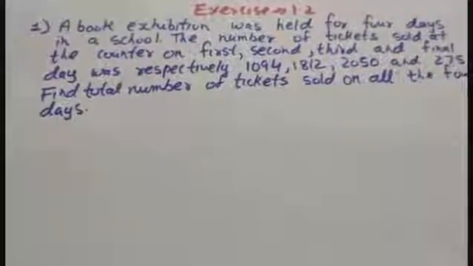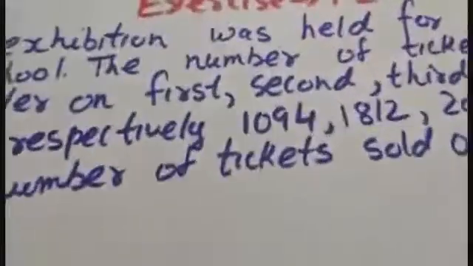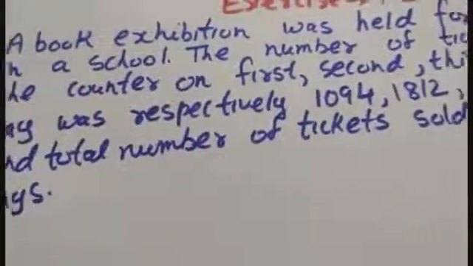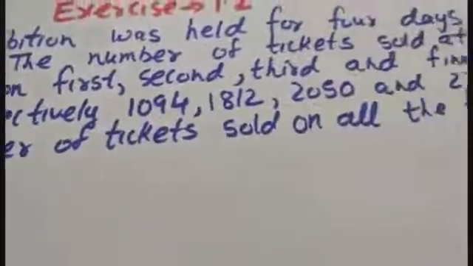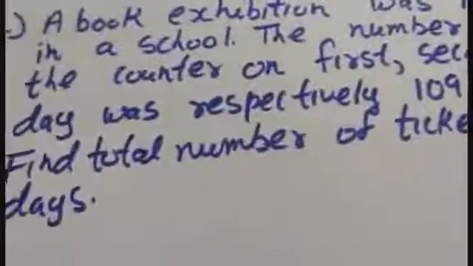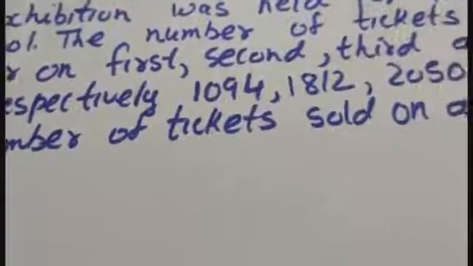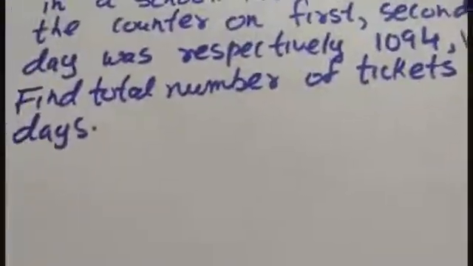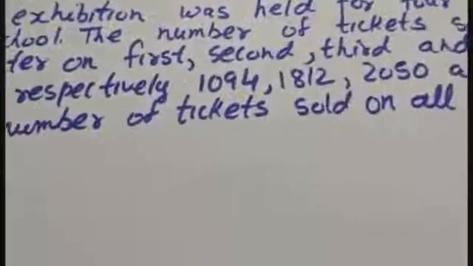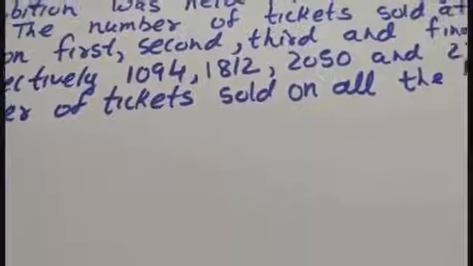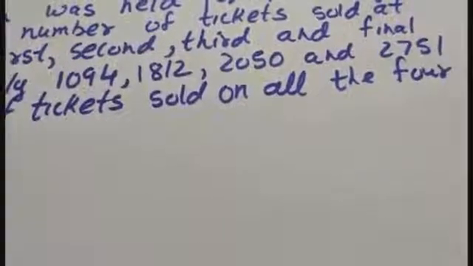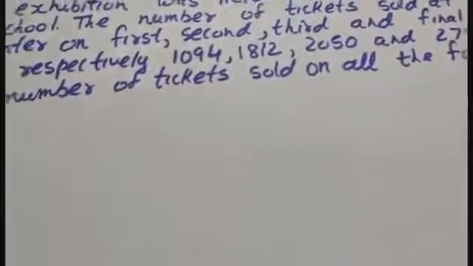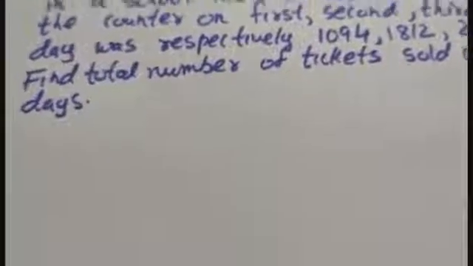Exercise 1.2. A book exhibition was held for 4 days in a school. The number of tickets sold at the counter on the first, second, third, and final day, means the fourth day, was respectively 1094, 1812, 2050, and 2751. Find the total number of tickets sold on all the 4 days.